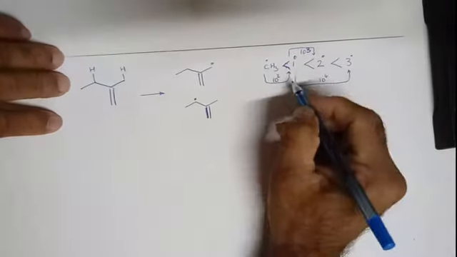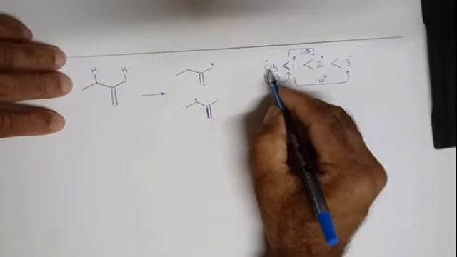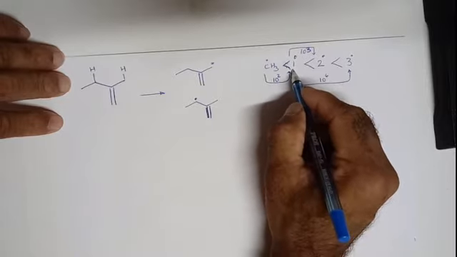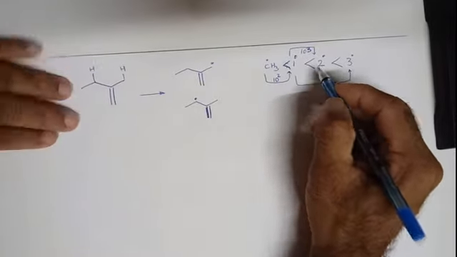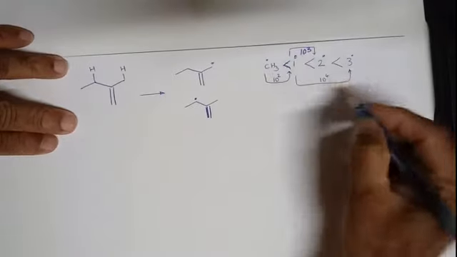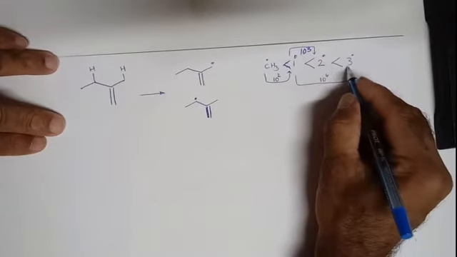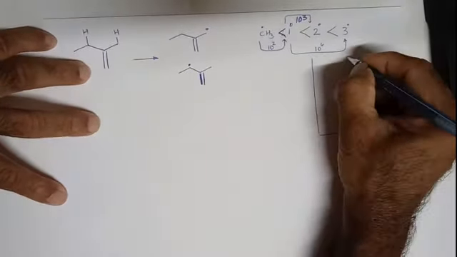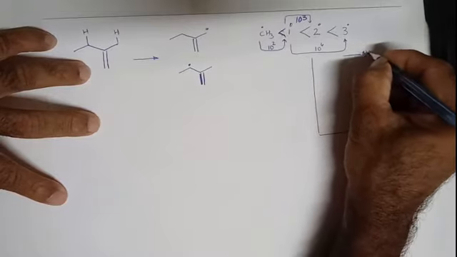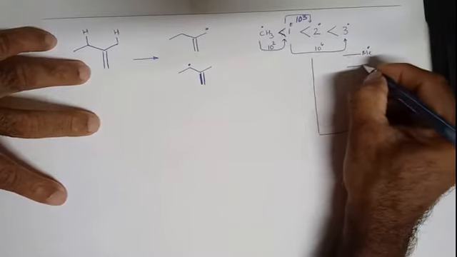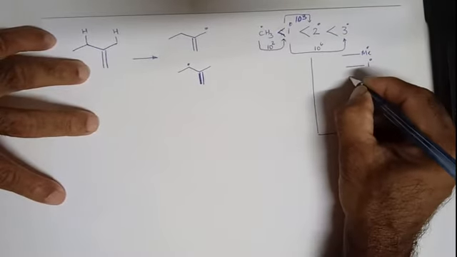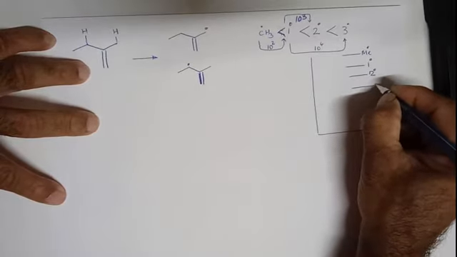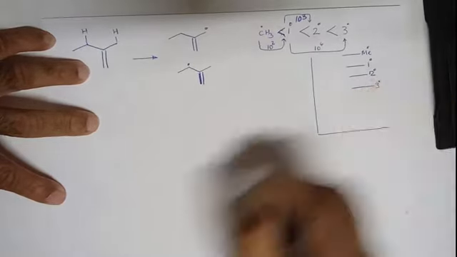So what does that mean? That means compared to methyl, primary is 100 times more stable. Compared to primary, secondary is 1000 times more stable, right? And compared to secondary, tertiary is 1000 times more stable. In terms of energy diagram, if methyl radical is here, primary radical is more stable, secondary radical is further more stable, and tertiary radical is the most stable of the 3 radicals, right?